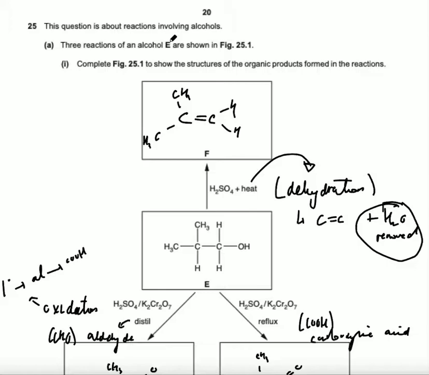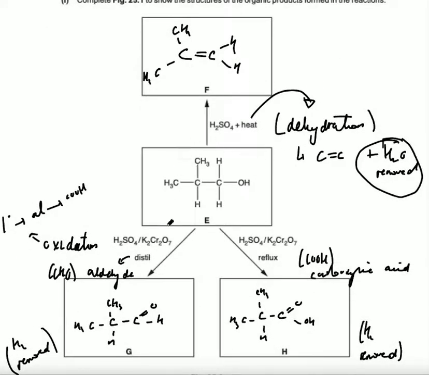This question is about reactions involving alcohols. Three reactions of an alcohol E are shown below. Complete the figure to show structures of organic products formed in the reactions. Okay, so this is what we have, and when we heat it with sulfuric acid, we get a dehydration reaction.